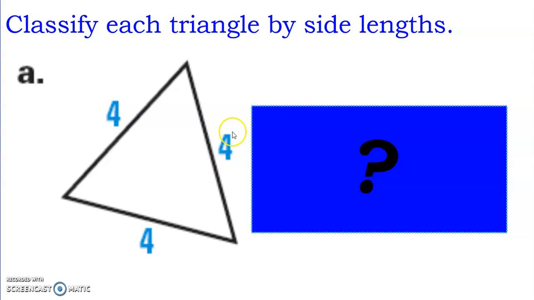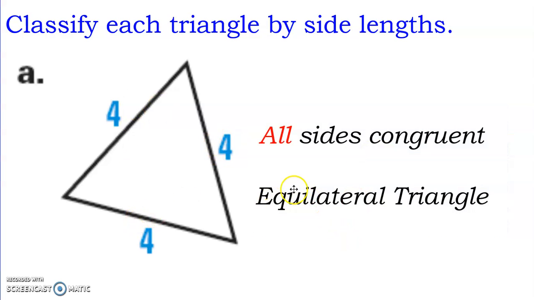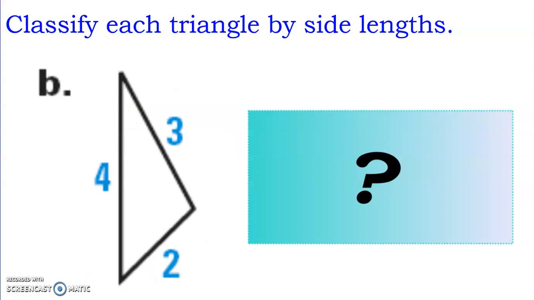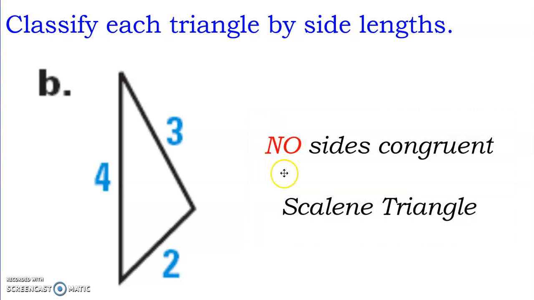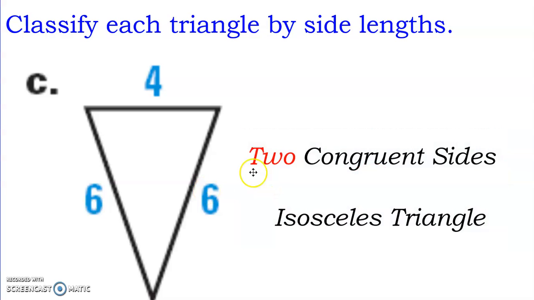So here we have 4, 4, and 4, which means that all three sides are congruent, and therefore we call it an equilateral triangle. Here we have 2, 3, and 4, so none of those side lengths are congruent, which means we call it a scalene triangle. And last but not least, if we have two sides that are congruent, for example, 6 and 6, we call it an isosceles triangle. So it has to be exactly two sides that are congruent in order for it to be an isosceles triangle.